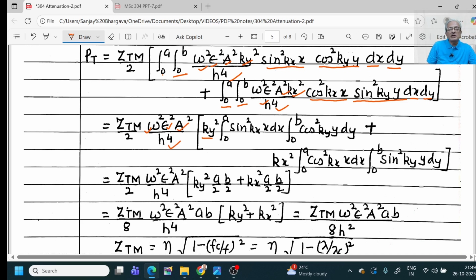यहाँ पर हमारे पास बचेगा ky का स्क्वायर इंटीग्रेशन 0 टू a sin स्क्वायर kx x dx. सिमिलरली 0 टू b cos स्क्वायर ky y into dy, kx का स्क्वायर cos स्क्वायर kx into x dx, इंटीग्रेशन 0 से b sin स्क्वायर ky into y. Now all these integrations would be limit upon 2. So this is a by 2, this is b by 2. This is once again a by 2 and this is once again b by 2. So here we have a by 2, b by 2, a by 2 and b by 2. Just try to simplify.